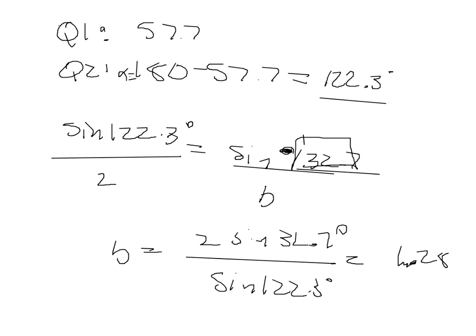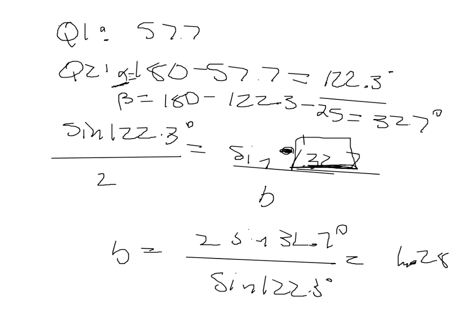Oh, wait a minute. Okay, so this is the right answer. And where did that come from? Well, let's see. I calculated alpha. I was given gamma. So what we need to find is beta. So beta is 180 minus 122.3 minus 25, and that comes out to be 32.7. So that's where that 32.7 comes from. I found alpha. I needed to calculate beta to find B.